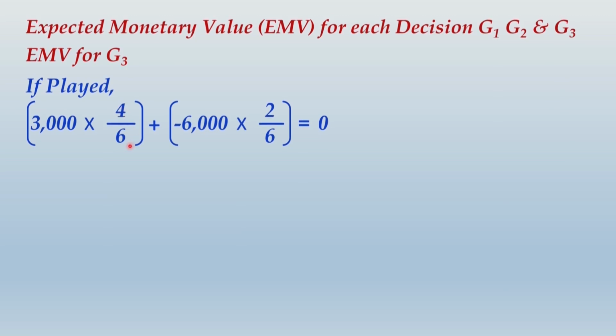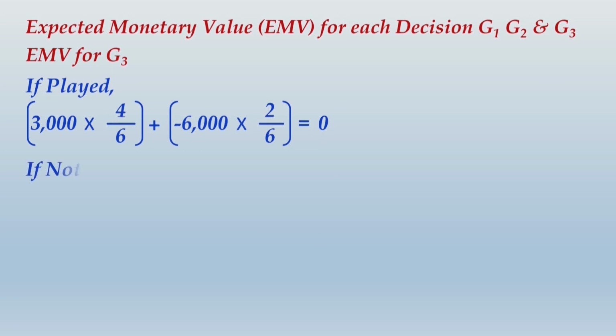3,000 into 4/6 will give you what? 3,000 into 4, 12,000. 12,000 divided by 6, it is positive 2,000. And minus 6,000 into 2/6 will give you minus 2,000. So positive 2,000, negative 2,000, the final outcome is 0 if played. That means if she decides to play, the monetary value in her hand will be 0.